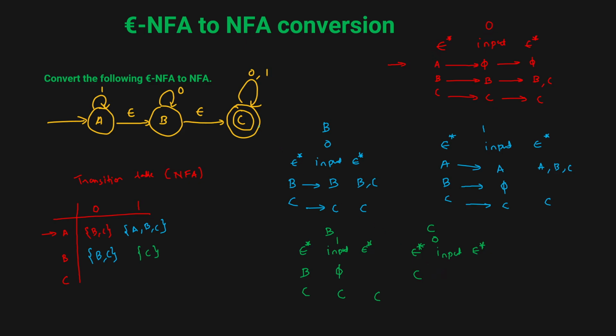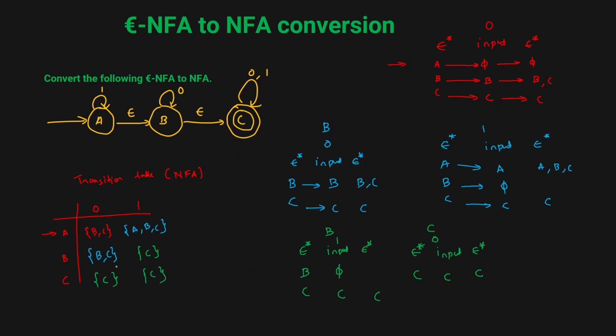Okay, and if you get input 0 or 1, we'll check it out for 0 now. If you get input 0, where do you go? You go to state C. Again over here, you get epsilon, you go to state C itself. And same thing applies for 1 also. If you get input 1 also, you are going to reach state C itself. So we'll write it C comma C.